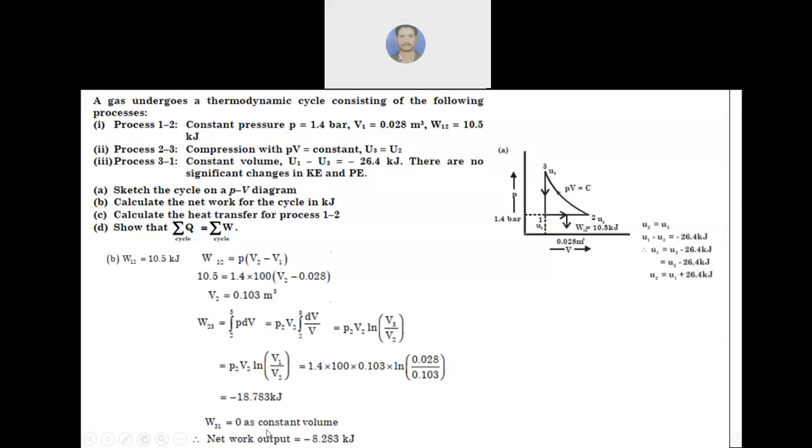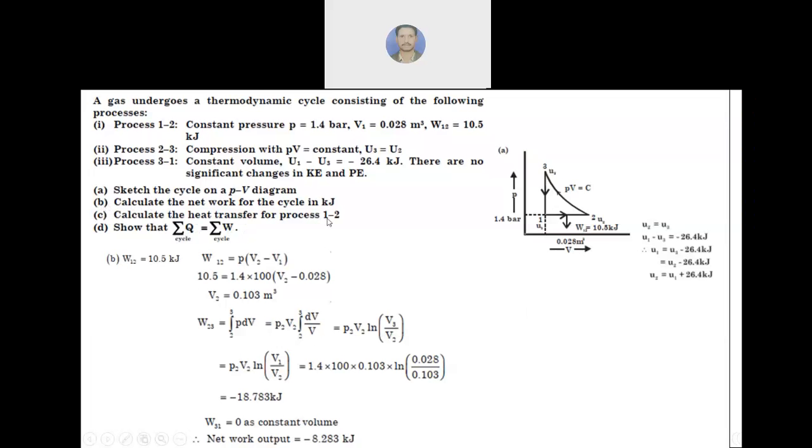So what is the net work? Net work is nothing but the sum of all these three works: W12 plus W23 plus W31. Add all this, you will get net work equals to this much. So you have calculated the net work. Now you have to find heat transfer for process 1-2.